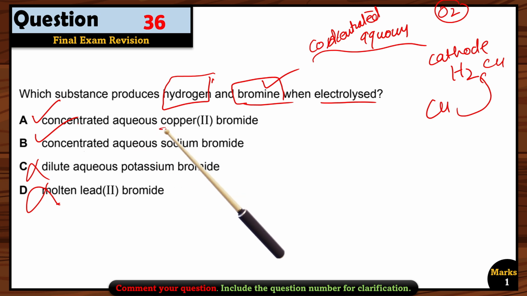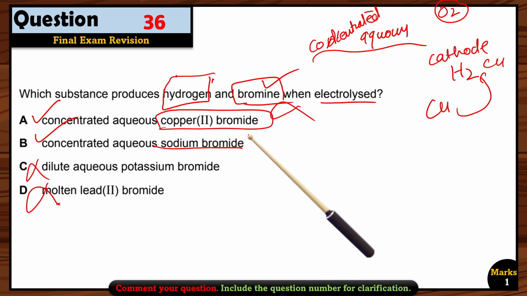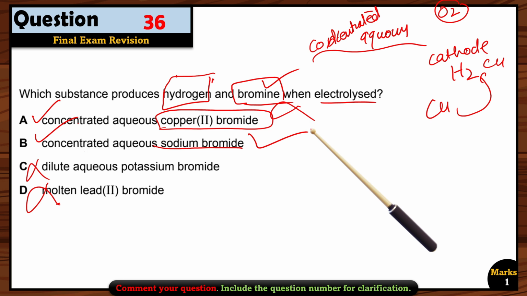So here they are already telling you it's copper bromide. So it means it's wrong, right? This option cannot be correct because we will not get hydrogen. We will get copper and bromine. So that's the only leftover option, option B. Because it's aqueous, you will get hydrogen at the cathode, and because it's concentrated, you are going to get bromine at the anode. So option B is the right option.